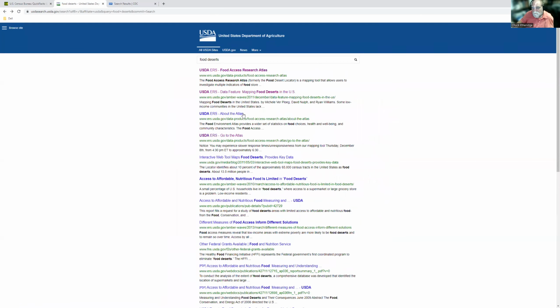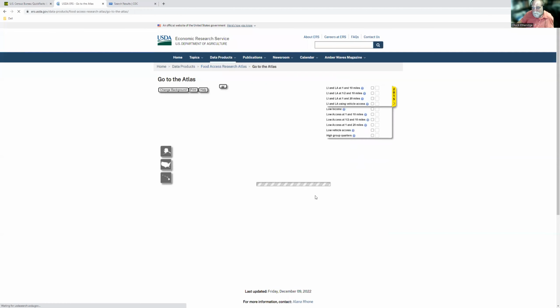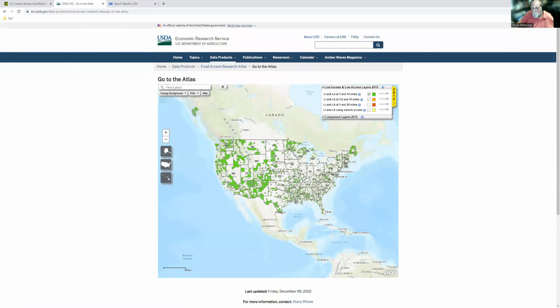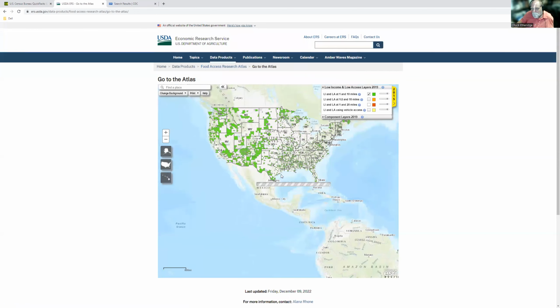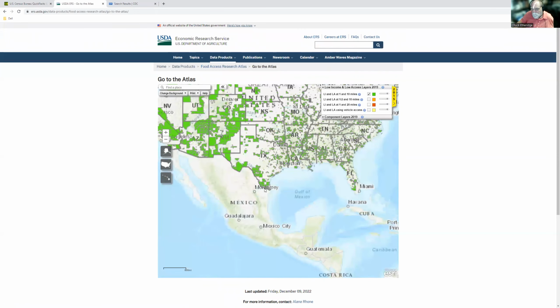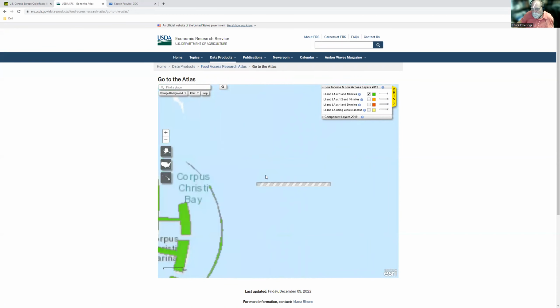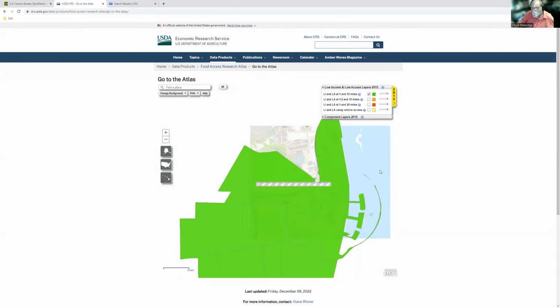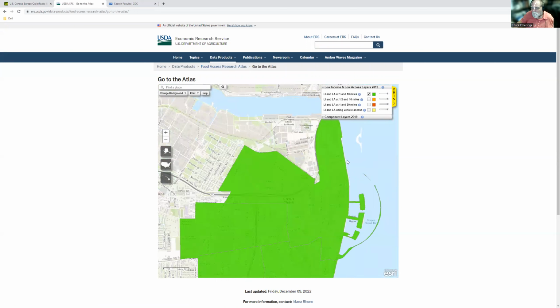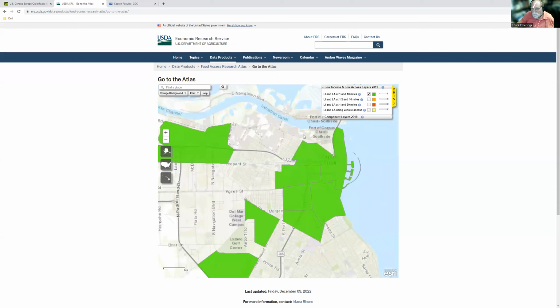And then let's look at the actual atlas. Now, this is a clickable map here. So we can move these things around. So let's go ahead and look at, say, the Corpus Christi area as well. And something that people are surprised by is there are food deserts actually right in the middle of the city of Corpus Christi. People don't realize that, but people live in food deserts in the middle of the city as well.